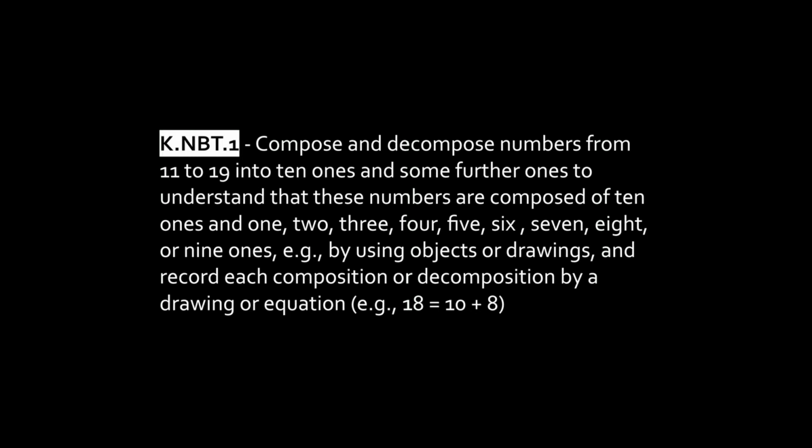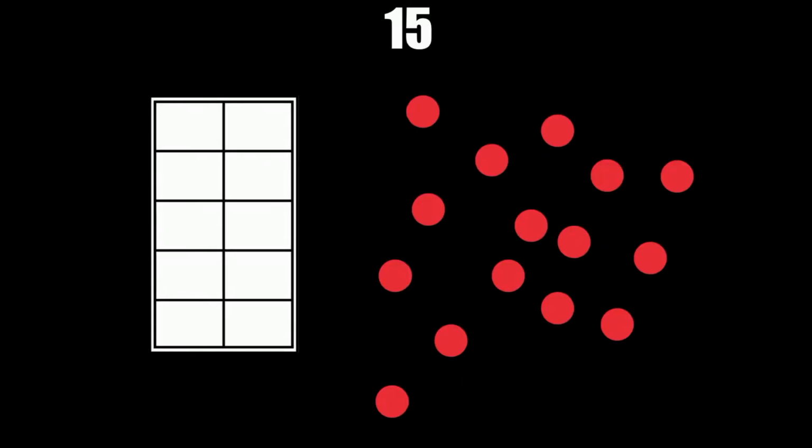Students should have an opportunity to do this by using objects and/or drawings, and they should be able to record each composition or decomposition by a drawing or an equation. In kindergarten, they're both not mandatory. So let's take the number 15, for example.